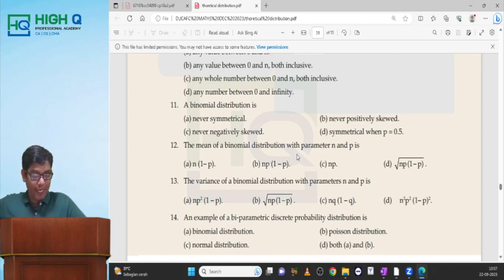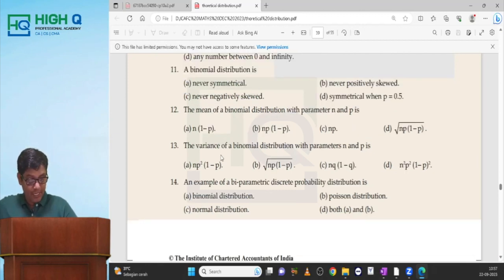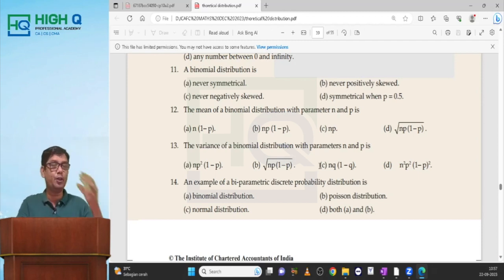The mean of a binomial distribution with parameter n and p is what? NP. The variance of a binomial distribution, C. Look at it very carefully. Sir, NPQ is not there, sir. 1 minus Q is given. What is 1 minus Q? P. It is actually NQP that is given. Everything is same only, no?